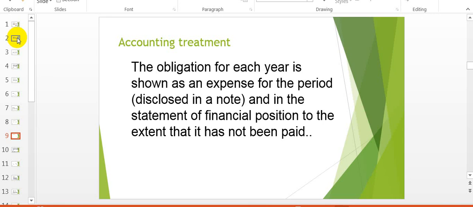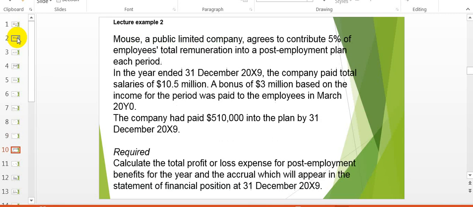The sponsoring employer will recognize an expense in the income statement, which will be disclosed in the notes, and in the statement of financial position only to the extent that it has not been paid. If the payment has been made, then there will be nothing to show in the statement of financial position.